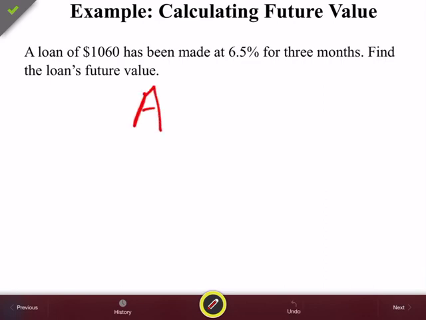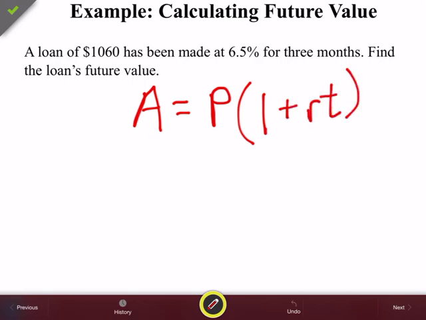So we start off with the correct formula. P times the quantity 1 plus RT. Or if you prefer that other version of the formula, you could use the principal plus the interest, the PRT. And it doesn't really matter which of the two you use. You will get the same value, and I would count them exactly the same.